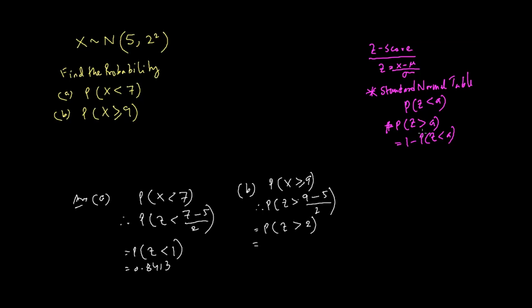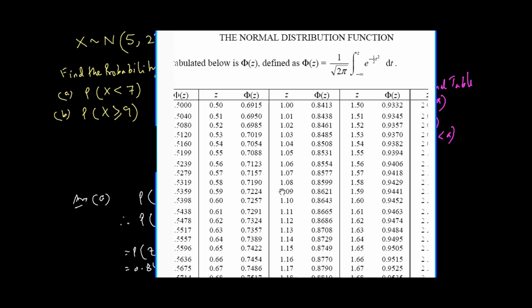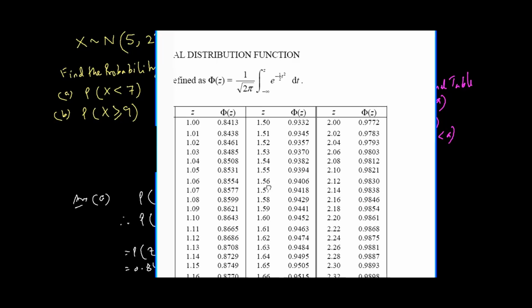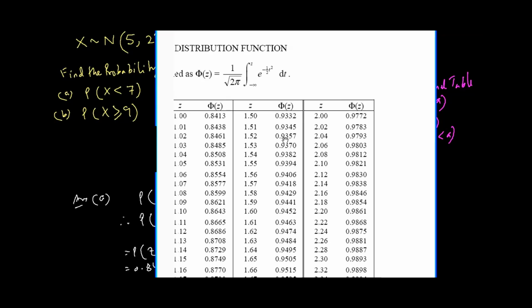This can be written, and one of the main reasons is that the normal distribution is symmetrical, that means one side and the other side are exactly the same. So for that reason we can actually write this. So this can be written as 1 minus probability of z is less than 2. So now we can look up the table. So 1 minus probability of z is less than 2, so in the table, 2 means 2.00, so we have it here.